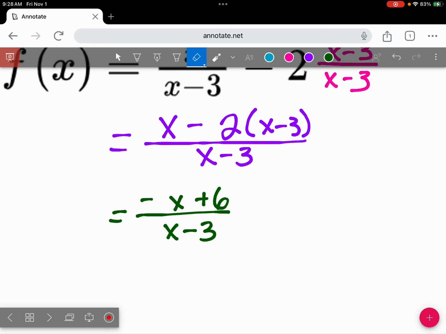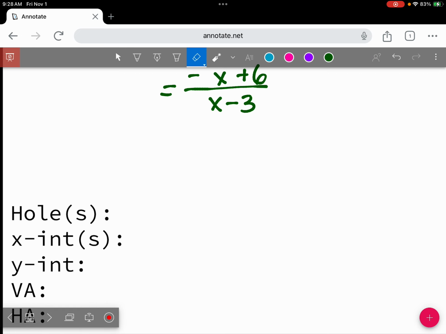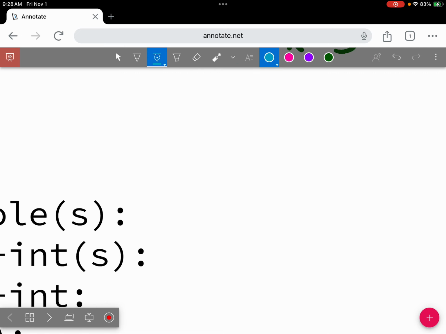So, is there anything that can simplify out top and bottom factored form style? It's not. They're both linear pieces, so if anything canceled out, we wind up at 0. So we do not have any discontinuities. We have no holes. It's important that we check, but this one does not have any discontinuities.